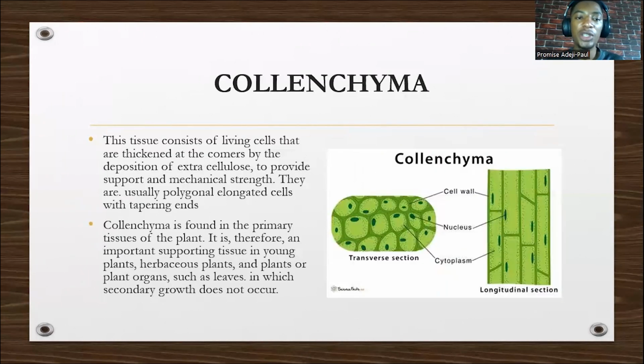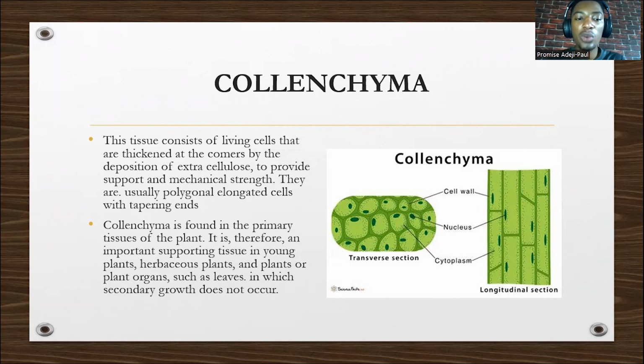So what about collenchyma? The tissue consists of living cells that are thickened at the corners by what? The deposition of extra cellulose, and they help to provide support and mechanical strength. We talked about this in our internal structure of plants and animals. So they are usually what? Polygonal, elongated cells with tapering ends. Please take note of that.